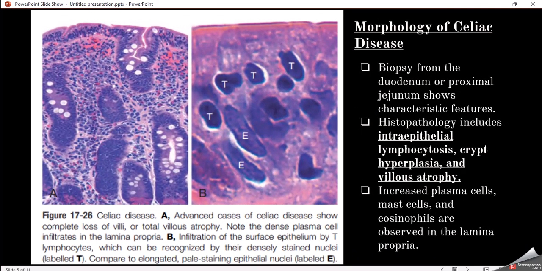Morphology of celiac disease: when you see the histological picture of the intestine of a patient suffering from celiac, you'll see T lymphocytes, as you can see here, with darkly stained purple nuclei, and some eosinophils. You'll also see crypt hyperplasia and villus atrophy. So here you can see the atrophic villus.